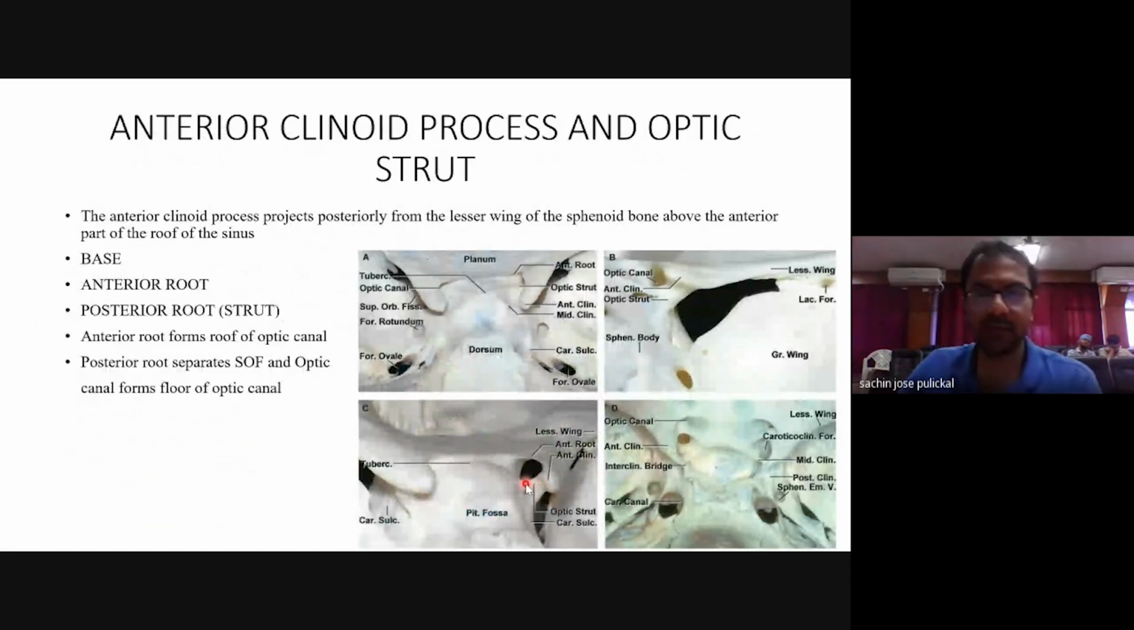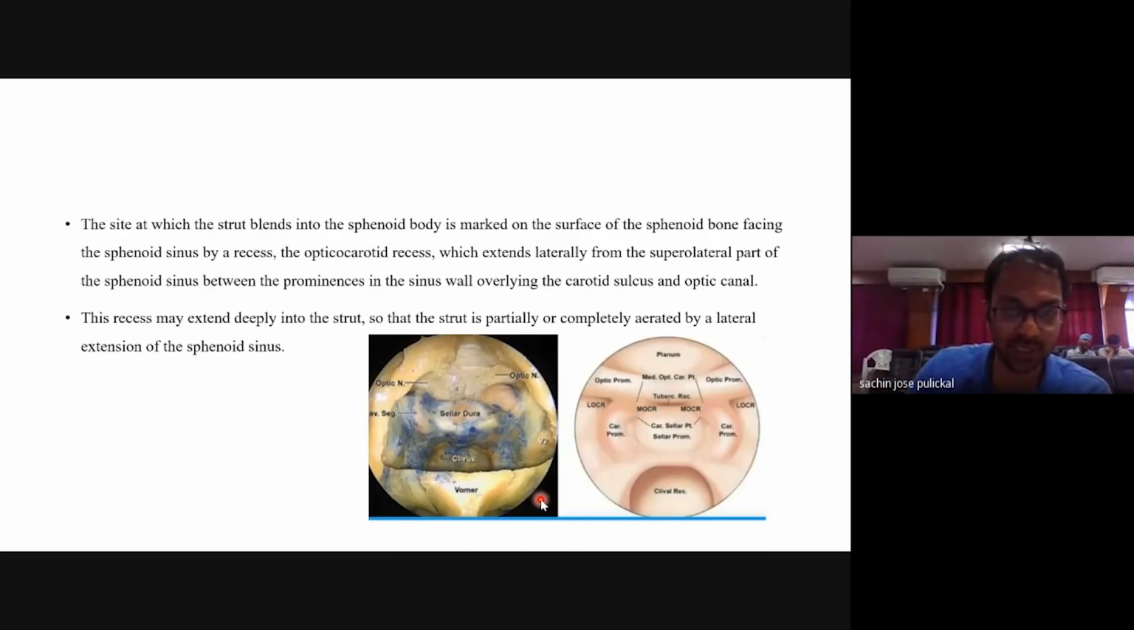Another important concept about the optic strut: when you come from transnasal approaches, there is an area called the lateral opticocarotid recess, LOCR. You have the carotid prominence here, the optic prominence here, and in between you have a recess. Many of you would have seen this. This is the optic nerve, which forms an impression called the optic protuberance. The carotid forms a protuberance here, and in between the optic nerve and carotid you have a depression. When you have a depression, you have a projection inside. So when you're looking from the nose, there's a depression here.